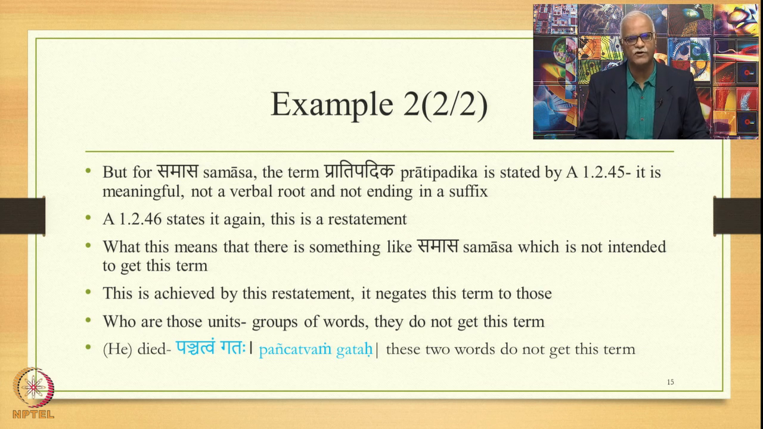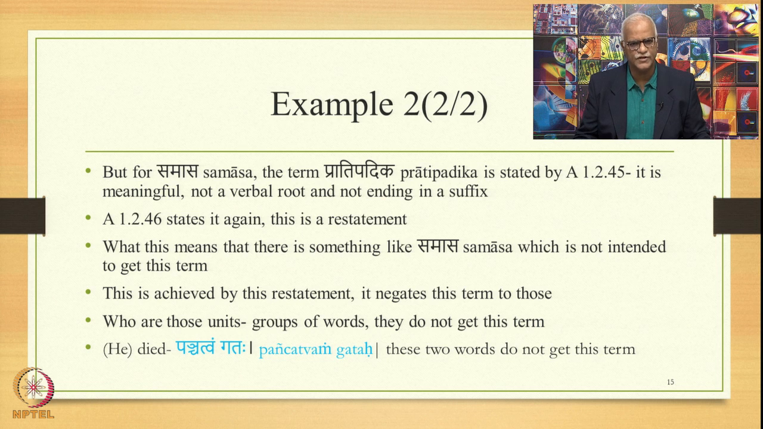Then what is the need for 1246 to state it again? 1246 states it again. This is a restatement. Now what is the meaning of this? What this means is that there is something like Samasa which is not intended to get this term Pratipadika and that gets eliminated because of this restatement. So this is achieved by this restatement. It negates this term to those elements which are like Samasa.